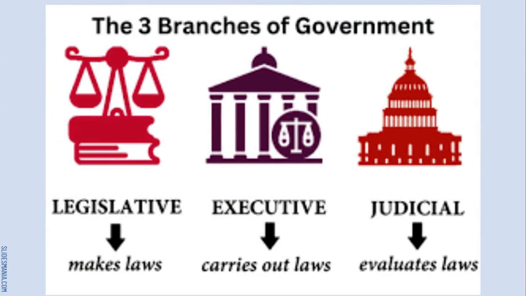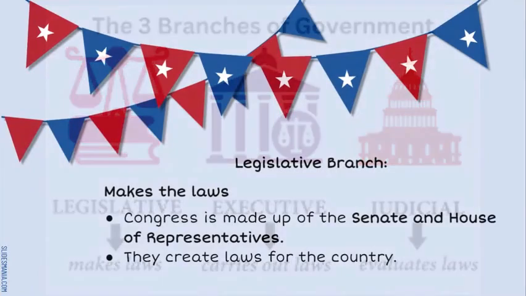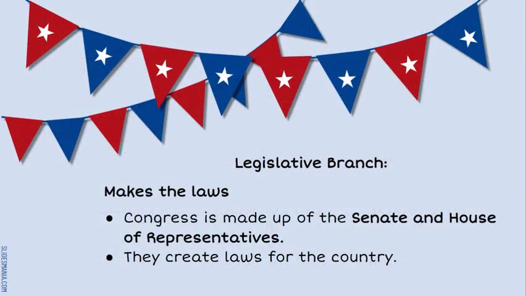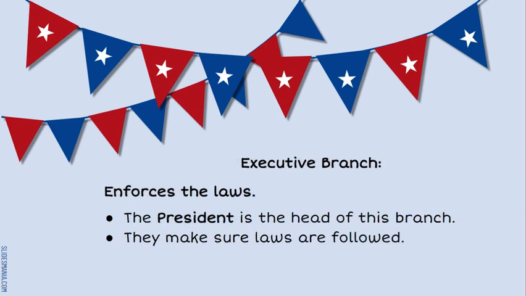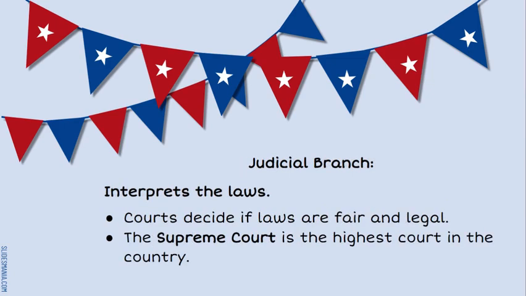They created the three branches of government, which are the legislative, executive, and judicial. The legislative branch makes the laws. The Congress is made up of two parts, the Senate and the House of Representatives. They create the laws for our country. The executive branch enforces those laws. The president is the head of this branch, and they make sure that the laws are being followed. The judicial branch interprets the laws and decides if the laws are fair and legal. The Supreme Court is the highest court in our country.